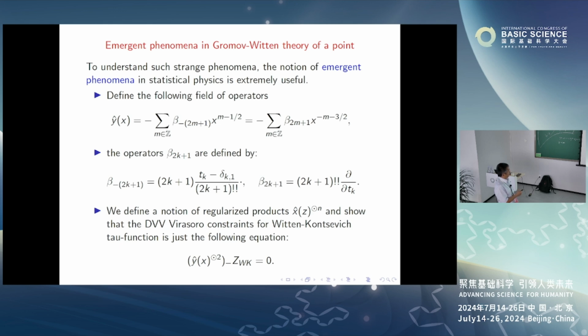Something related is to reformulate the Virasoro constraint, the Dijkgraaf-Verlinde-Verlinde constraint, as a field of operators. These betas are bosonic operators, taking derivatives with respect to t_k and also multiplying these things like this. There are some funny coefficients here, which have certain interpretations, but what one can say is that if you take the square of this field, and the negative means take the part with negative powers only, and you let it act on the Witten-Kontsevich partition function, then you get 0. That is just the Virasoro constraint reformulated in this form.